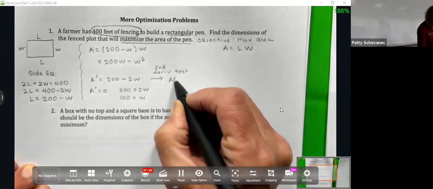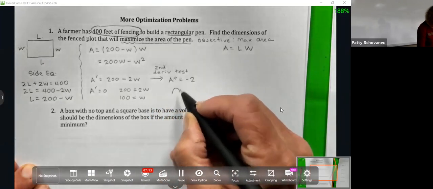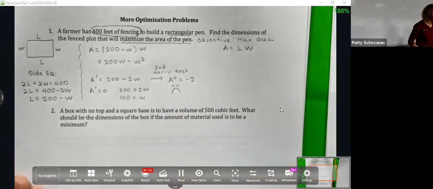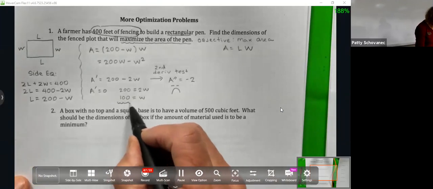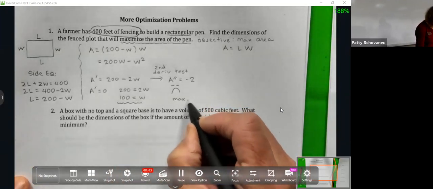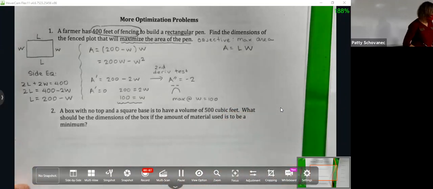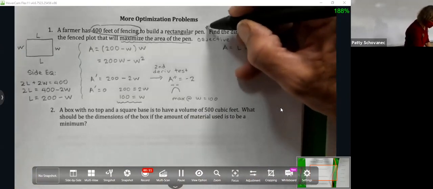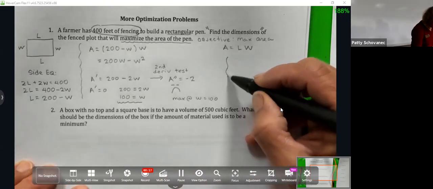The second derivative is negative 2, so that means it's concave downward for all values of x, in particular for all values of W, in particular for W is 100. So that says we have a max at W is 100. The question wants the dimensions, so I need both L and W. And so here's my answer back over here.